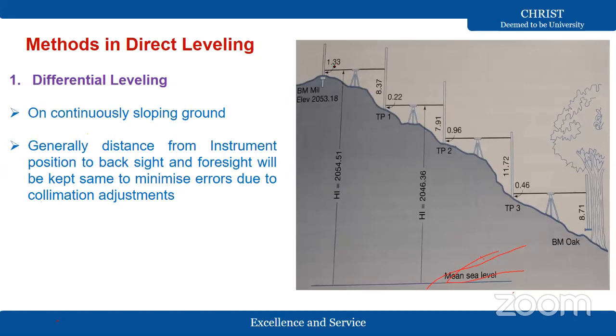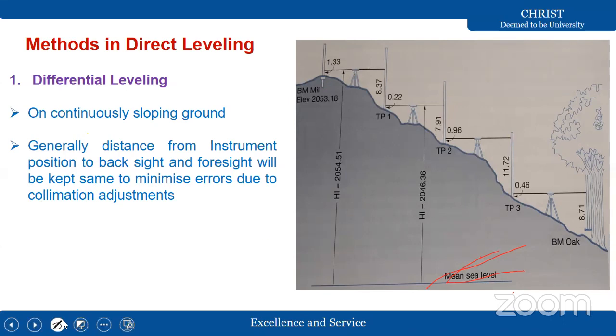And we are going to keep the distance from the instrument station to the backsight and from the instrument station to the foresight approximately equal, so that even if our line of sight is not proper, meaning the instrument was not set up properly, there will not be any error in the leveling values, the RLs of the points, if you keep the distance between the backsight and foresight the same.